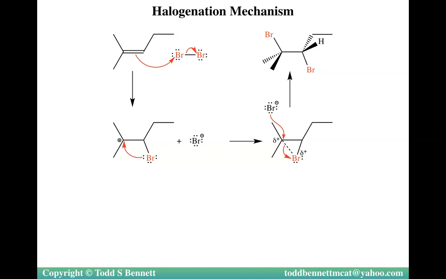So let's just calculate real quick. 1, 2, 3, clockwise, but H in front. So this is S, so we would have gotten R instead of S at that center. And this, again, is not a chiral center because the two methyls are identical.